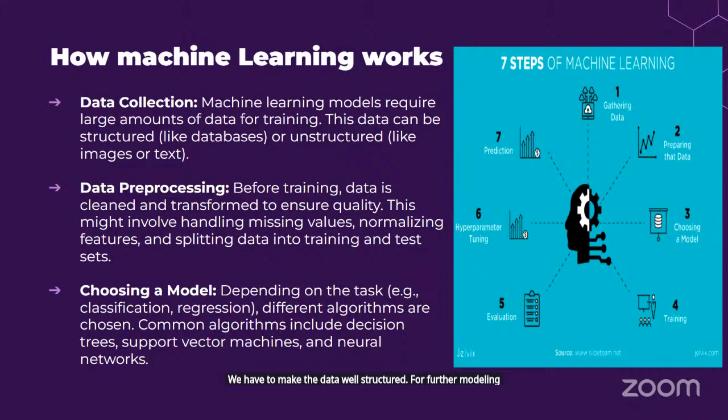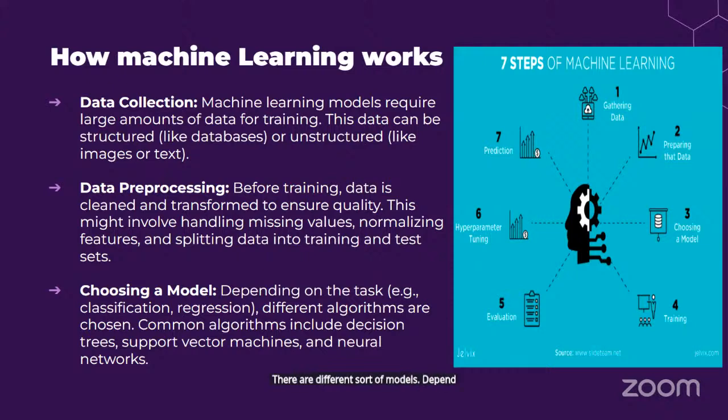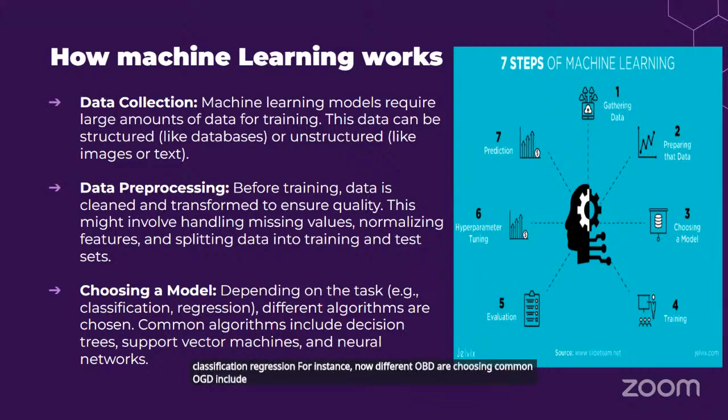Now, choosing a model. One of the things you may want to do immediately after cleansing the data is jump straight into choosing a model. Now you ask yourself, what model am I choosing? How do I determine the models to choose? There are different sorts of models depending on the task. We have classification and regression, for instance. Now, different algorithms are chosen. Common algorithms include decision tree, support vector machine, and neural network.